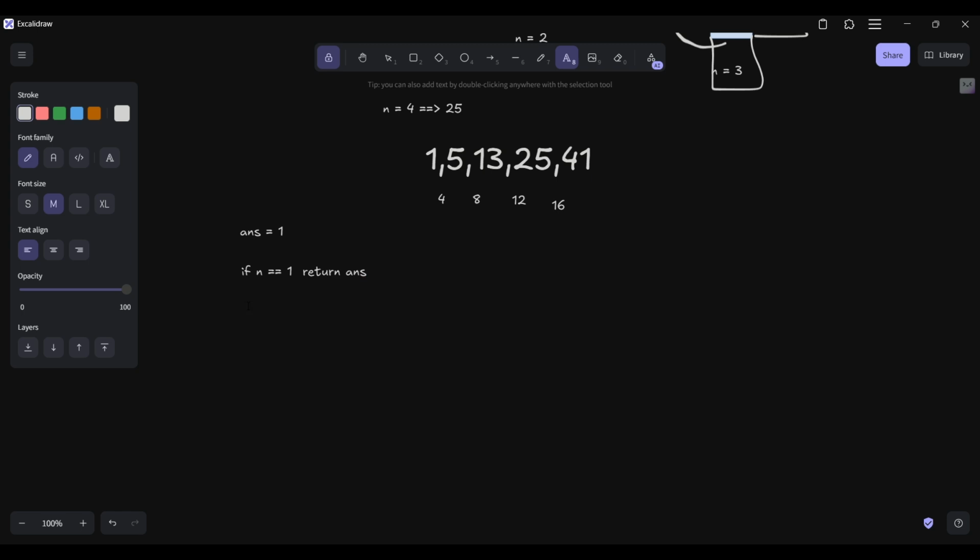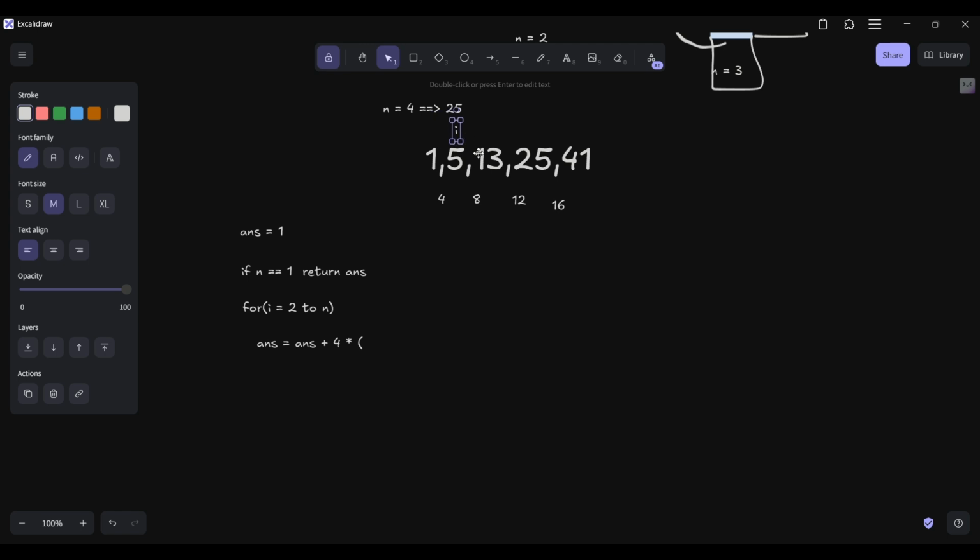And if n is 2 or more, we iterate a loop with i starting from 2, because 1 we have already provided, up to n. Then we add to the answer 4 times a multiple. If n equals 1, it simply returns 1. Then i will start from 2.